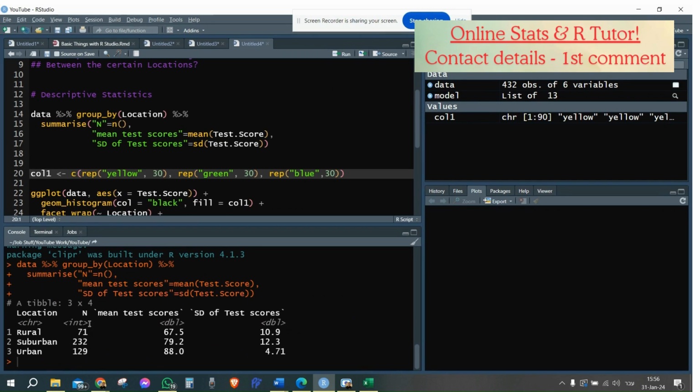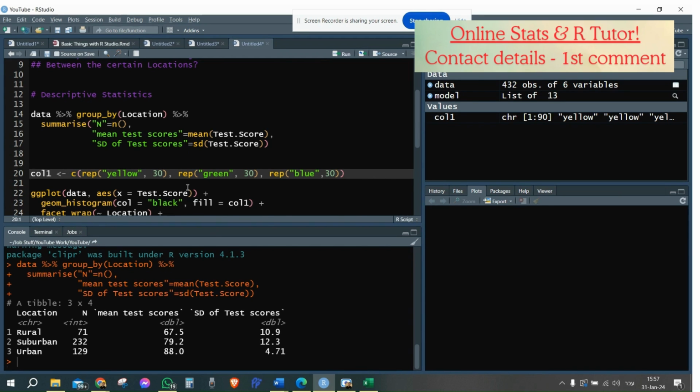We can see that we have rural, suburban, and urban locations. We have 71 entries from the rural location with a mean test score of 67.5 and a standard deviation of 10.9. Of suburban, we have 232 responses with a mean of 79.2 and a standard deviation of 12.3. And from urban, we have 129 entries with an 88 average and a standard deviation of 4.71.